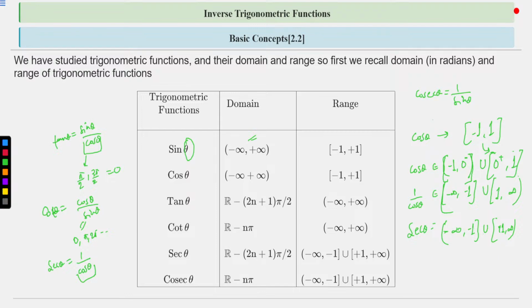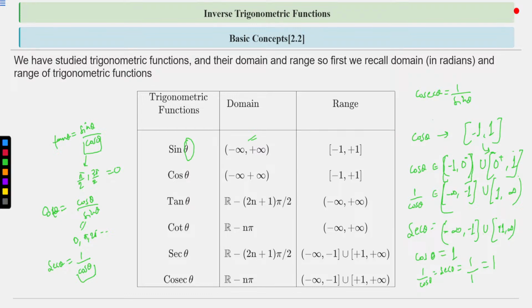So you are asking why we are including -1 and 1. See, cos 0 degree is 1. Sec 0 degree is 1 by cos 0, which is 1. Therefore, sec theta can take value 1, and also sec theta can take value -1, right? Similarly, -1 and 1 will be included. Got it? -1 and 1 will be included.